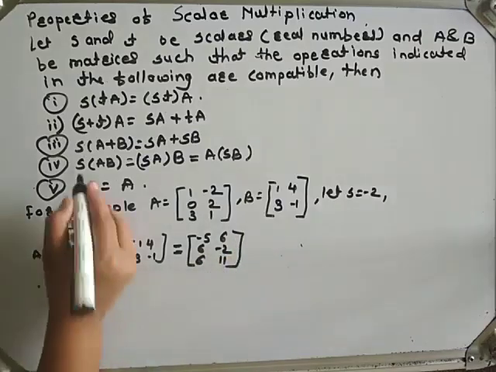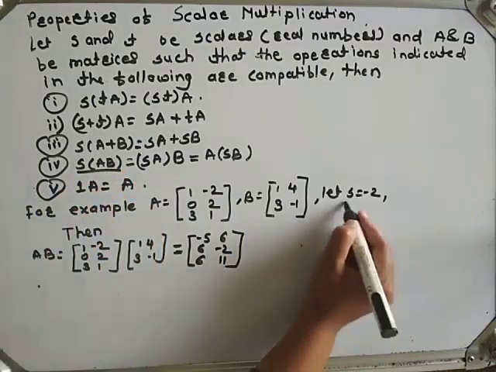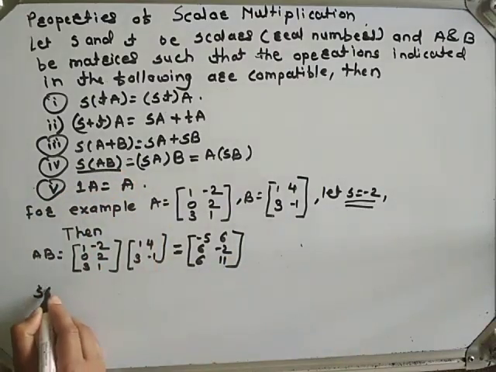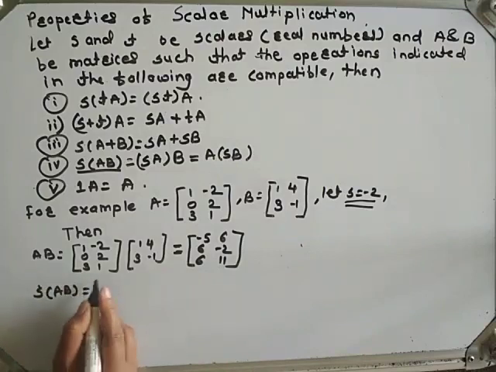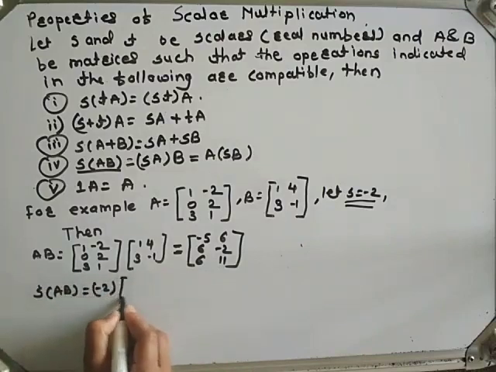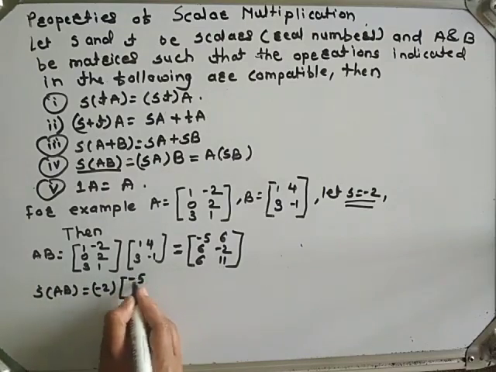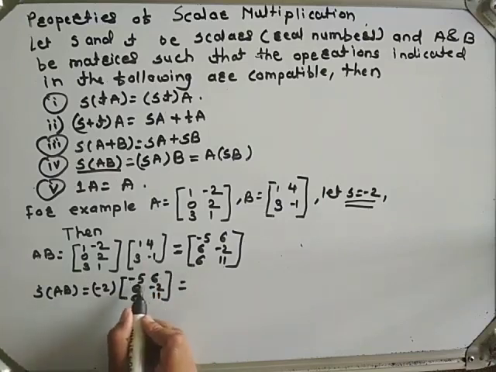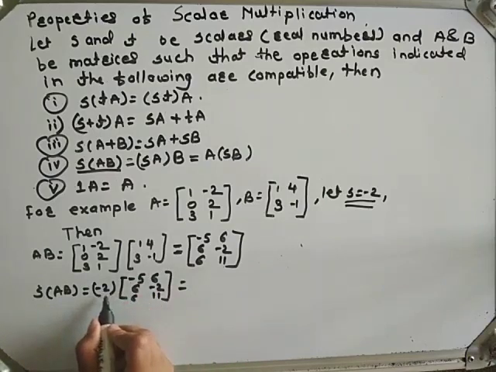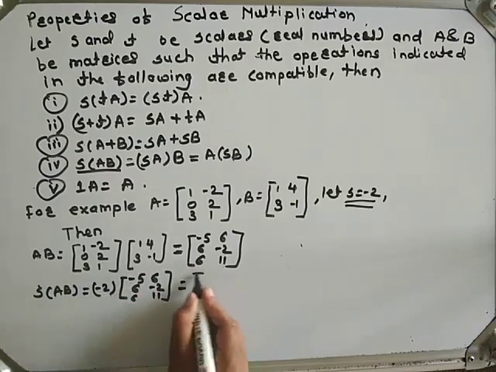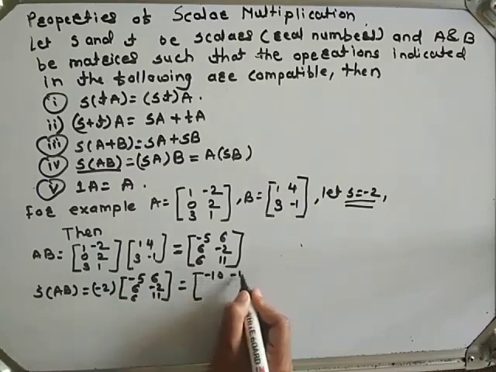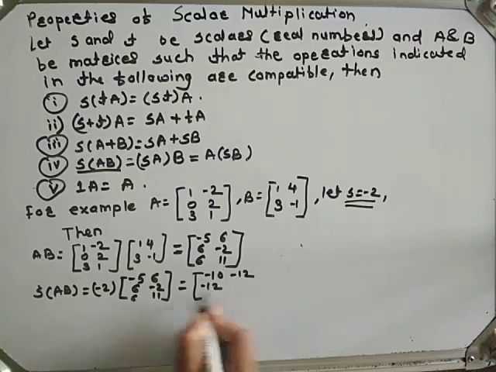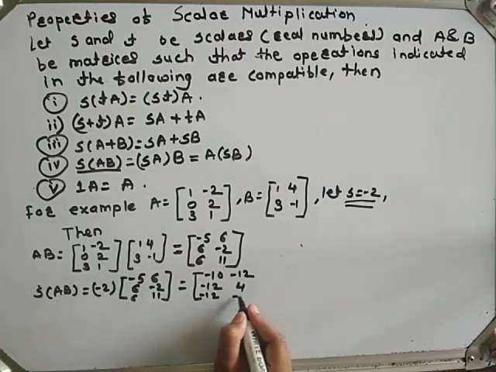Now calculate S into AB. S is -2. S into AB, which is equal to S is -2 into matrix AB, matrix [-5 6; 6 -2; 6 11], which is equal to, we have to multiply each entry of AB by -2, which is nothing but [10 -12; -12 4; -12 -22].